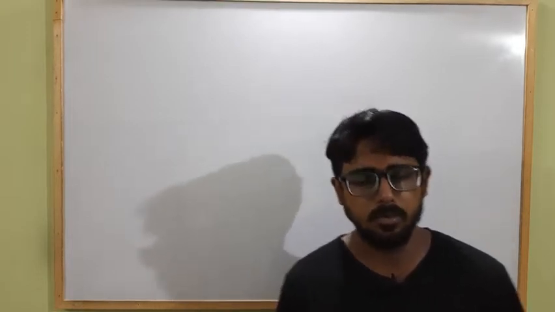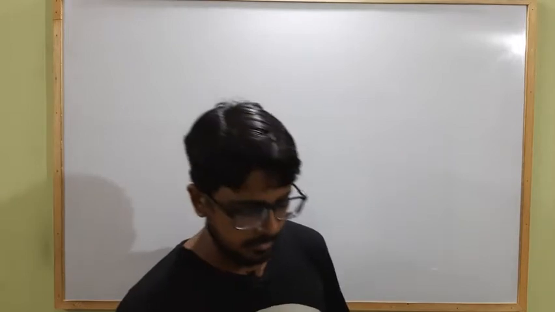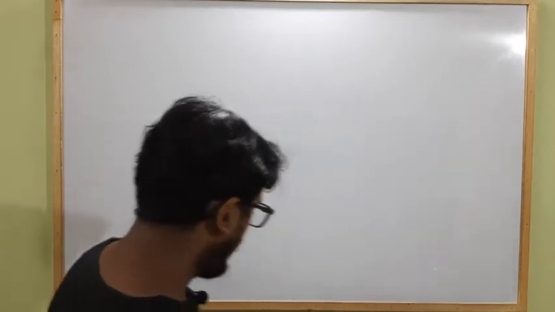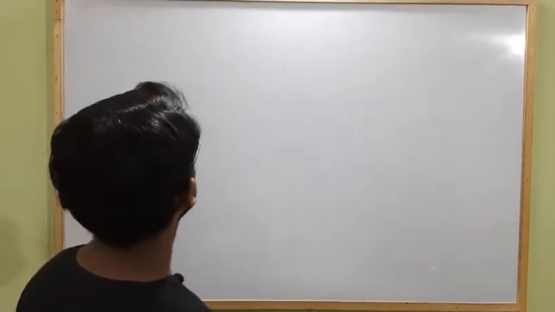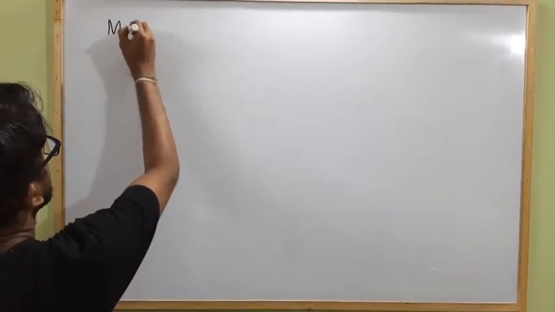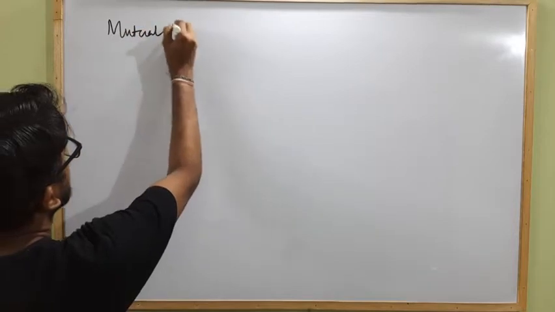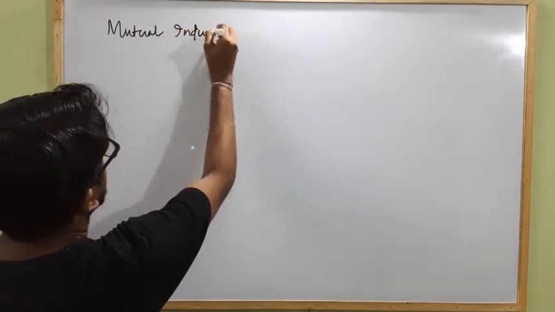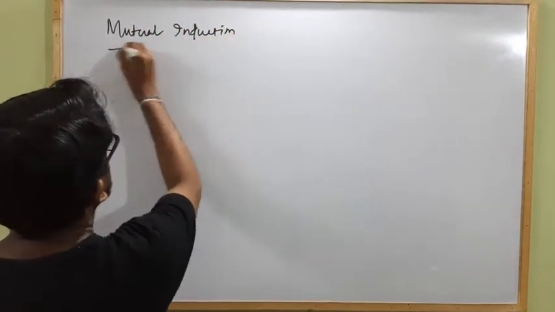The magnetic potential energy is half L I naught square. Today we are going to discuss a new concept known as mutual induction, which is similar to self-induction. So what is mutual induction?